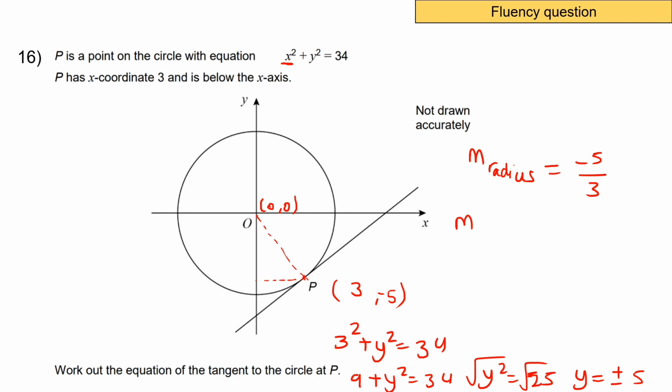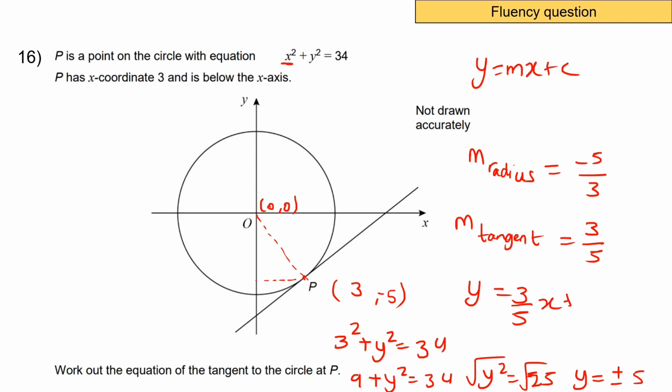This would mean that the gradient of your tangent, remember the equation is y is equal to mx plus c, is going to be the negative reciprocal of this, which means the fraction is going to flip upside down, and this negative sign is going to become a positive. So you're going to have 3 out of 5. So y is equal to 3 out of 5 x plus c for the equation of your tangent. To find out the y-intercept, we are going to be substituting 3 and negative 5. So it's going to be negative 5 is equal to 3 out of 5 times 3 plus c.